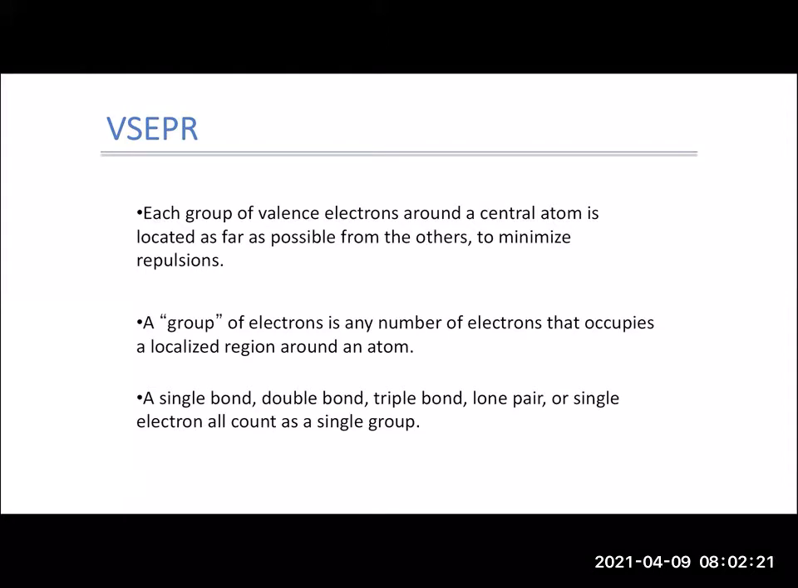Now, looking a little more closely at VSEPR theory, each group of valence electrons around the central atom wants to be as far apart as possible. When we talk about a group, our group of electrons is any number of electrons that occupy a localized region. So single bonds, double bonds, or triple bonds still count as one group. Even though a triple bond contains 6 electrons, it still counts as a single group. Lone pairs count as a group, or a single electron will also count as a group. So remember, each group is just the localized region where those electrons are.